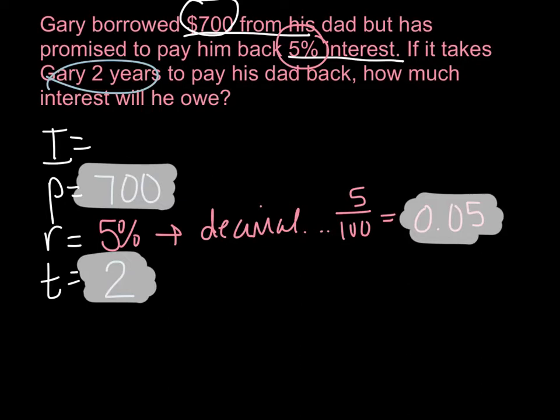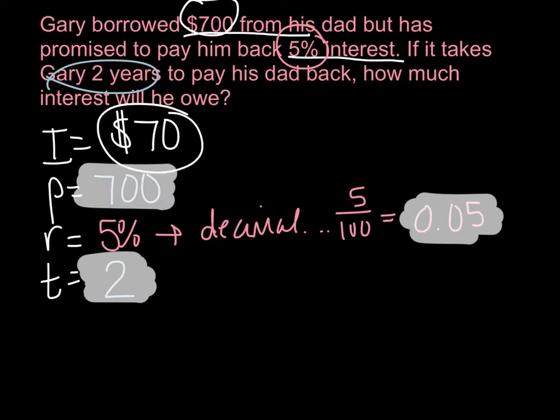father. So 700, I'm doing it on the calculator right now, multiplied by 5/100ths, multiplied by 2, indicates that Gary is going to owe that $700 plus $70 in interest.